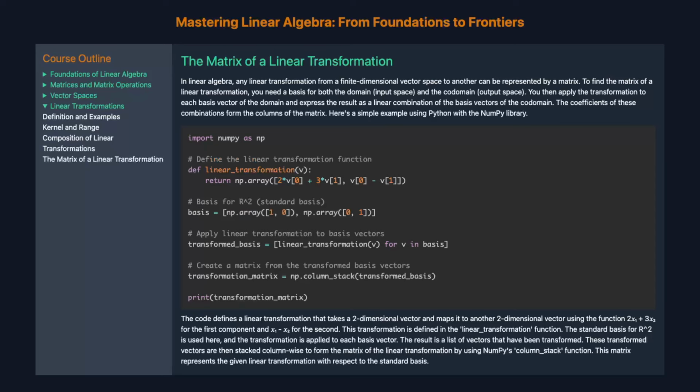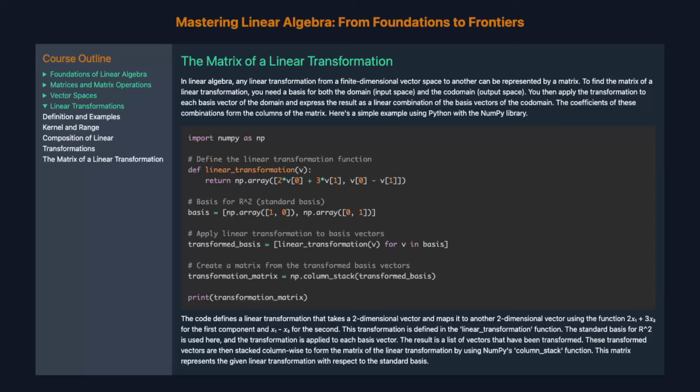Here's a simple example using Python with the NumPy library. The code defines a linear transformation that takes a two-dimensional vector and maps it to another two-dimensional vector using the function 2v1 plus 3v2 for the first component and 4v1 minus v2 for the second. This transformation is defined in the linear transformation function.